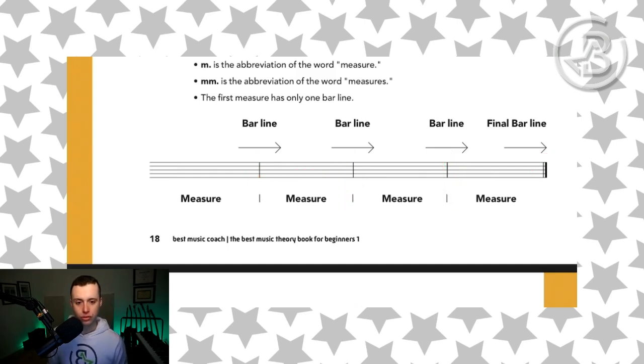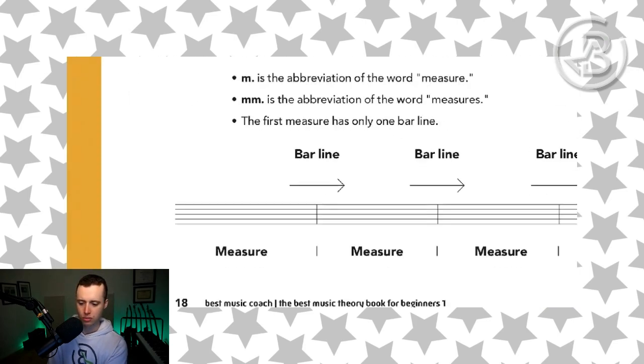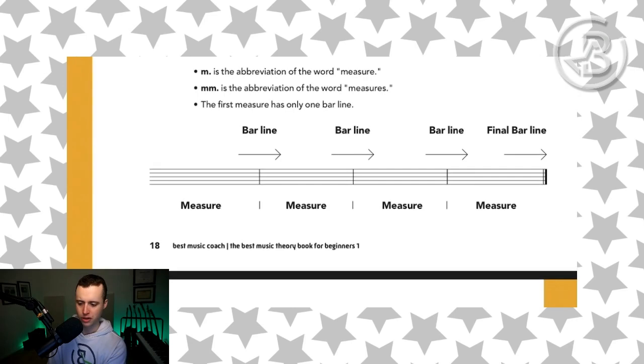Now, 2 more points on measures. The abbreviation for the word measure is M dot. So, for example, this is our first measure here. This is our second. This is our third. This is our fourth. If I wanted to just write about measure 3, that's this one right here, I would write M dot 3. There we go, which means measure 3.